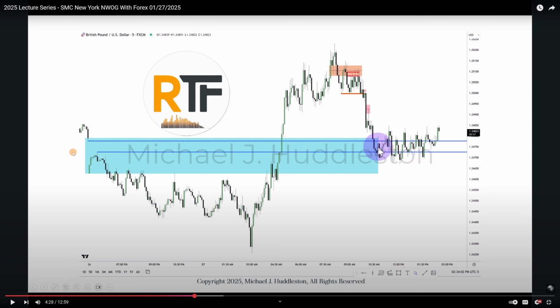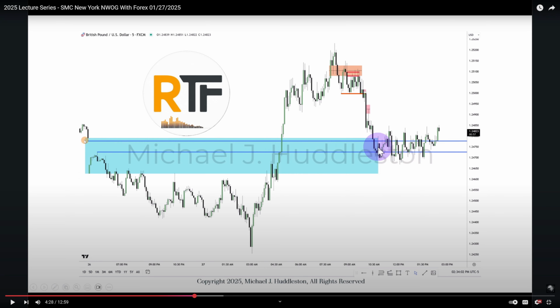So I got a comment a while back asking if ICT concepts work in Forex, specifically the midnight opening range. Yes, it does, and here he's showing the new week opening gap on Forex, but this also works with index futures. Now, to draw the new week opening gap, you want to go from the closing price on Friday, 5 p.m., to the opening price on Sunday, 6 p.m. He represents it here in a sky blue rectangle.